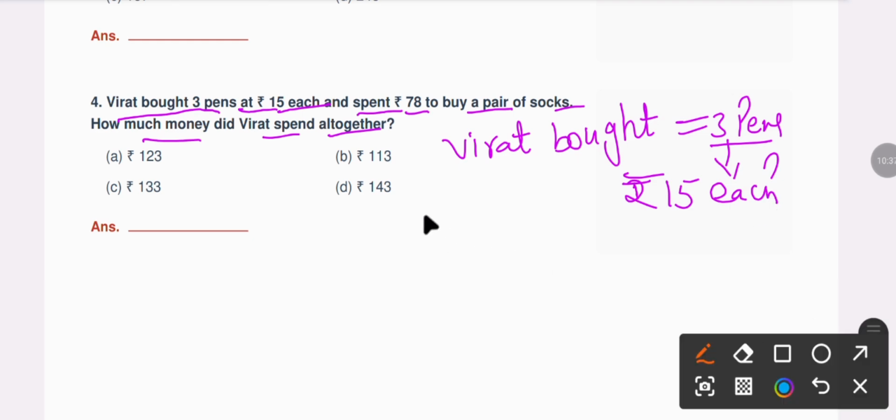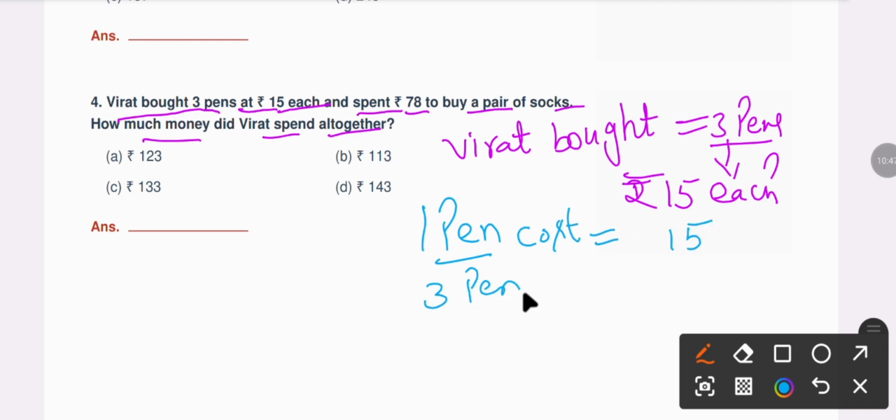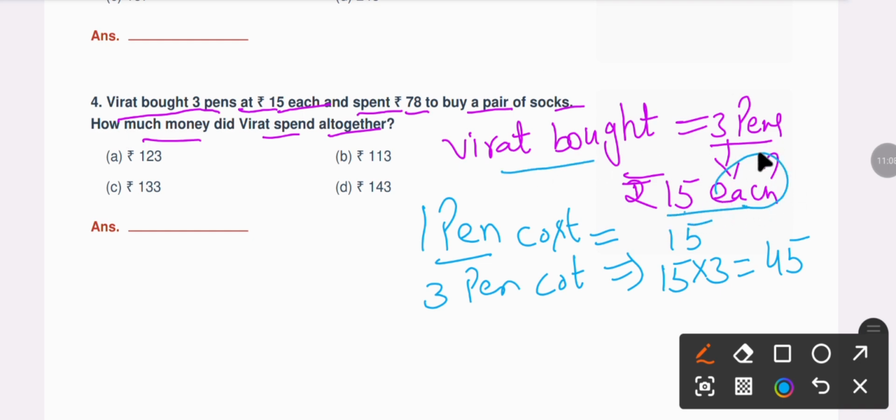What does it mean? It means 1 pen costs 15. So 3 pens cost how much? 15 multiply 3 is equal to 45. Virat bought 3 pens at 15 rupees each, which means the price of each pen is 15 rupees. So 3 pens cost 15 multiply 3 is equal to 45 rupees. Now next.